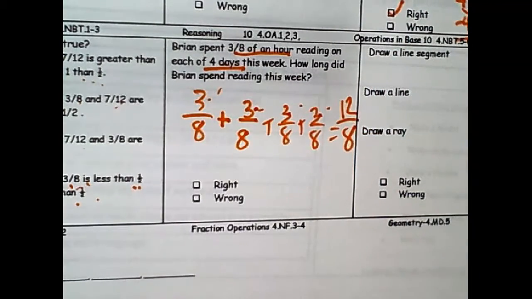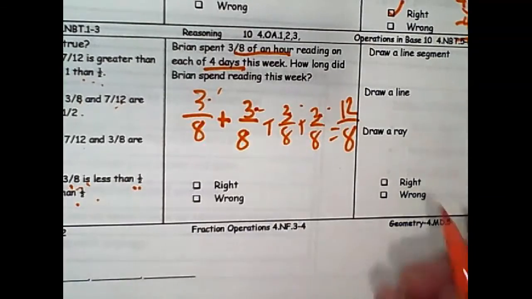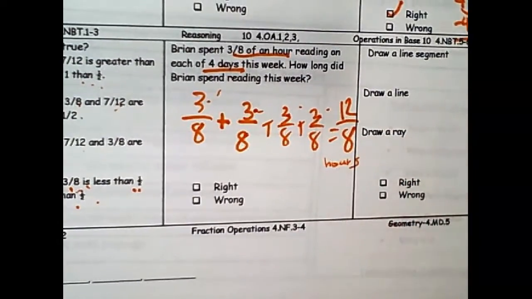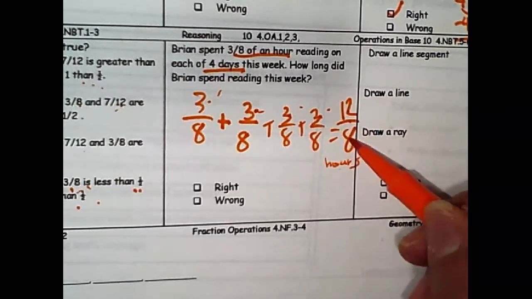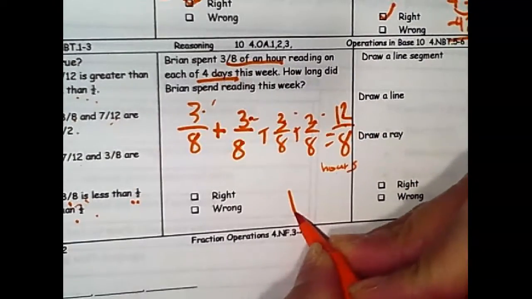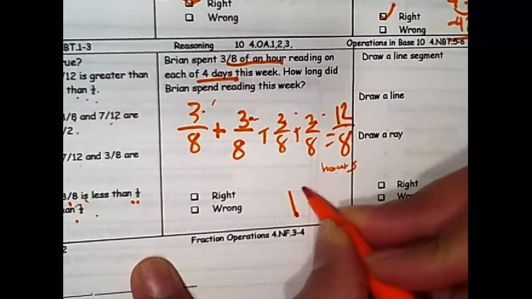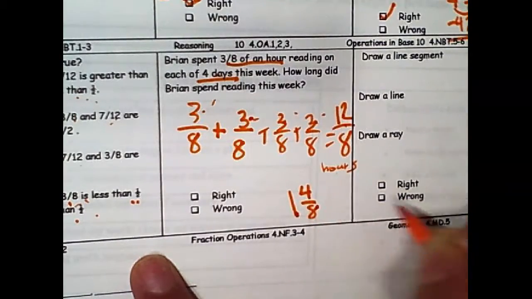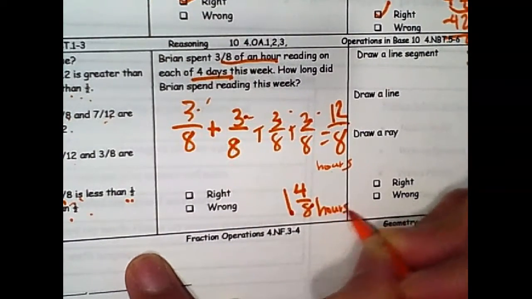And I see that this fraction is greater than 1, which means I could leave it like this and label it as hours, or I can rename it. Let's rename it. 12 divided by 8. I can make one group, one entire group, and I'm going to have 4 remaining. 4 out of 8. And we can label that with units, hours.